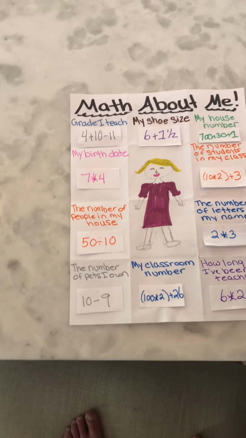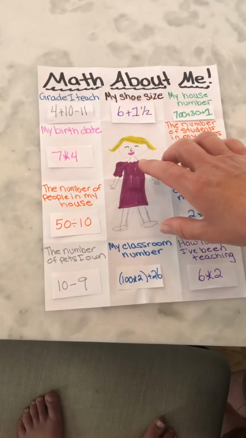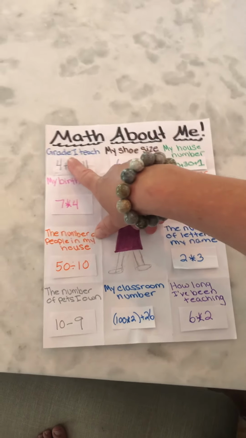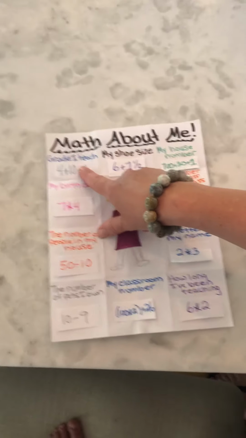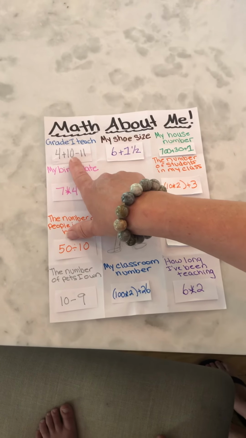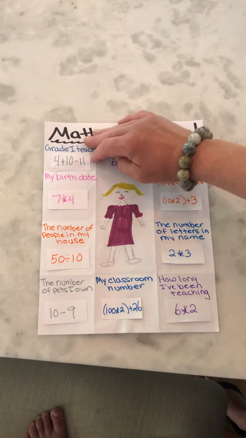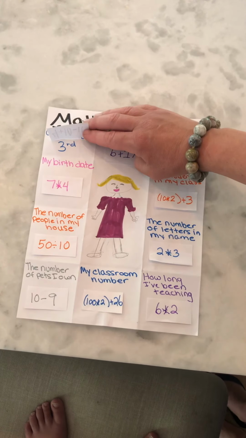So for example, right here, you're going to see that I chose one of my clues to be the grade I teach. So I did 4 plus 10 is 14 minus 11. And then I didn't write the answer on here. Instead, I wrote it underneath.